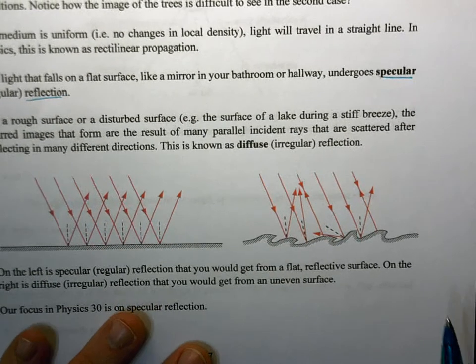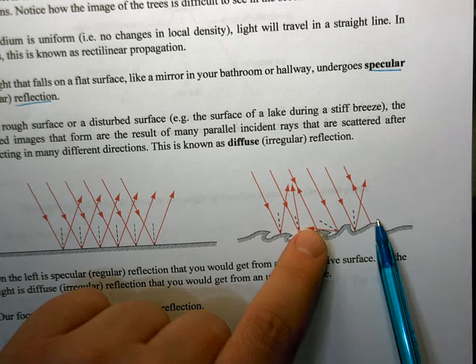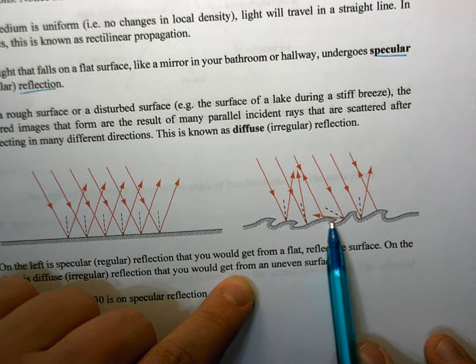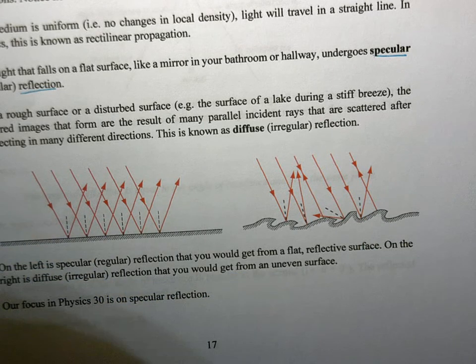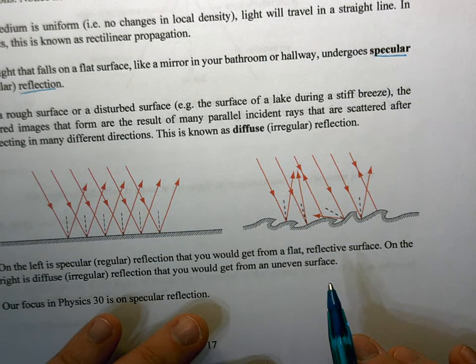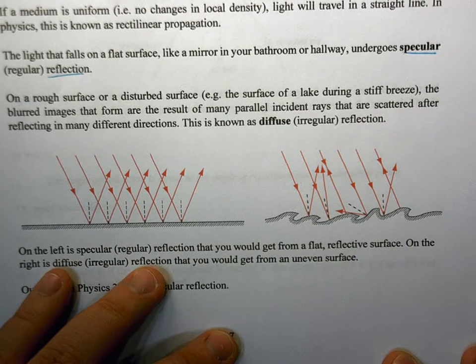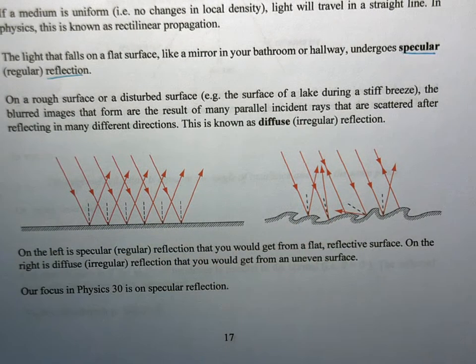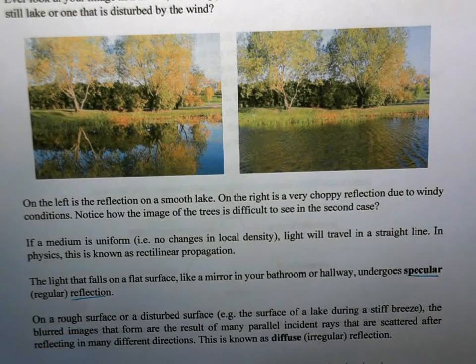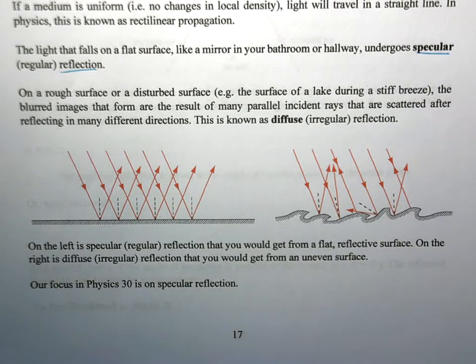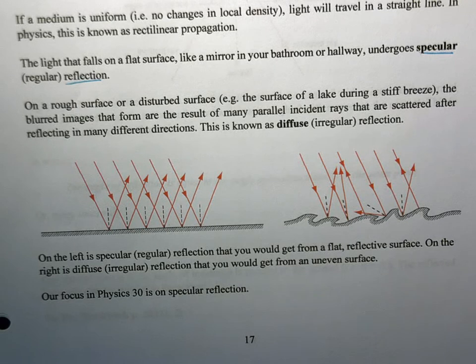Now, the other type of reflection that we could have is irregular or diffused reflection. So we still have all of our light rays coming in parallel to one another, but because of the unevenness of the surface and obeying the law of reflection, the angle in equals the angle out relative to some normal, you'll notice that the outgoing light rays are nowhere near parallel to one another. They're all over the place. This is going to lead us to a distorted image, because these reflected light rays are the ones coming back at our eyes, and because they're all over the place, they lead to an image that looks a little bit like this. Our focus in Physics 30, however, is just regular reflection.